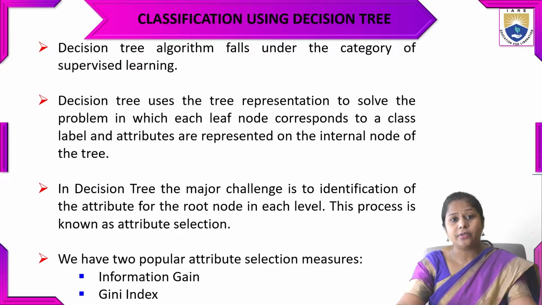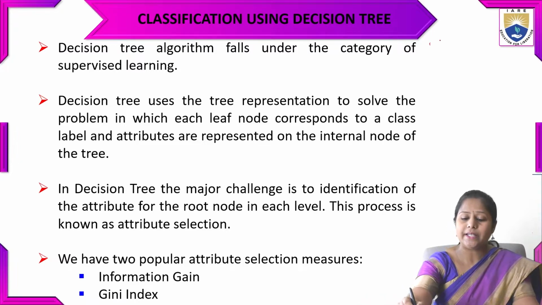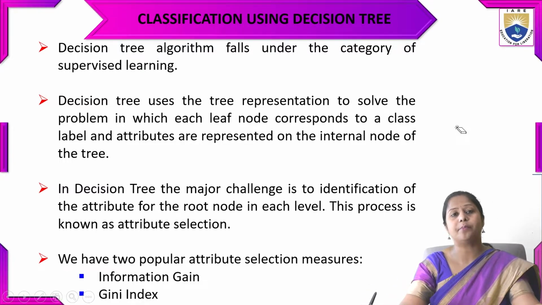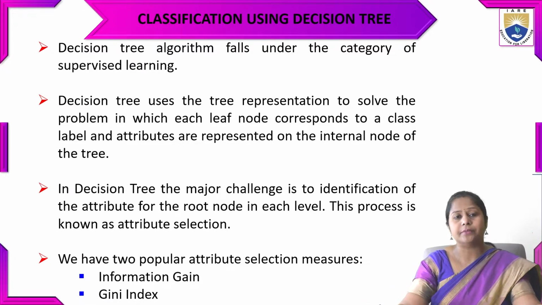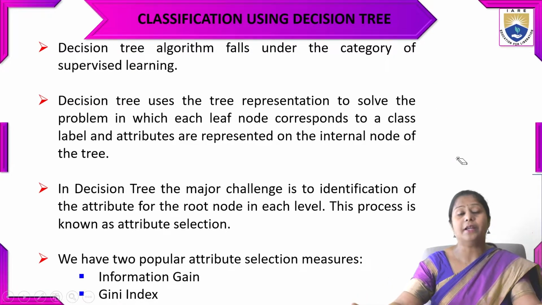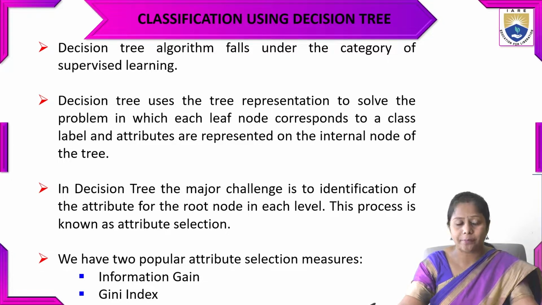First I'll tell you the basic things about classification using decision tree. The decision tree algorithm falls under the category of supervised learning. Here we are providing the training sets, and then the machine is going to learn, so that is supervised learning. The decision tree is a tree structure representation to solve the problem, in which each leaf node represents a class label, and the other attributes represent the internal nodes of that tree.